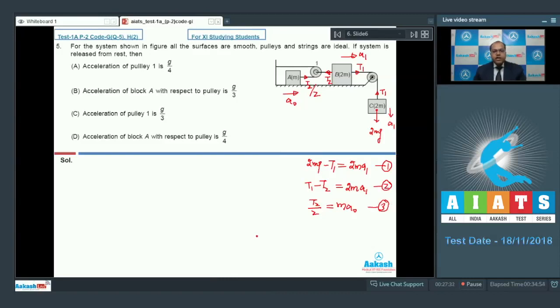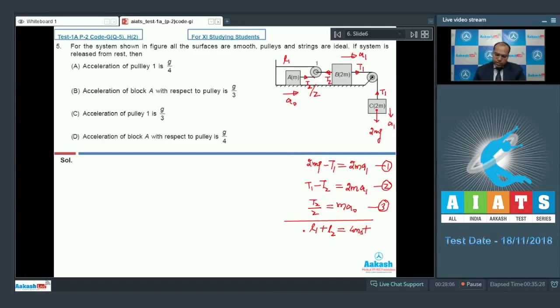Now I have to write the constraint equation because there are 4 variables and only 3 equations. So I can apply the constraint equation on this string. If the length of this part of the string is L1 and the length of this part is L2, then the summation L1 plus L2 is equal to a constant because the length of the string remains constant. If I take the double derivative of this equation, we will get the relation in acceleration.